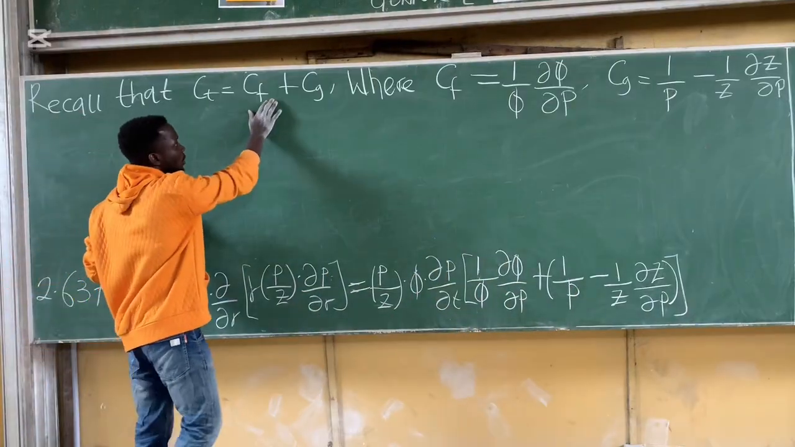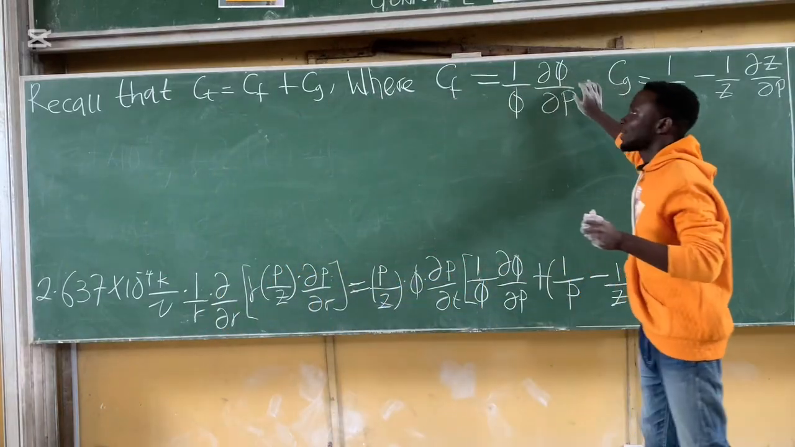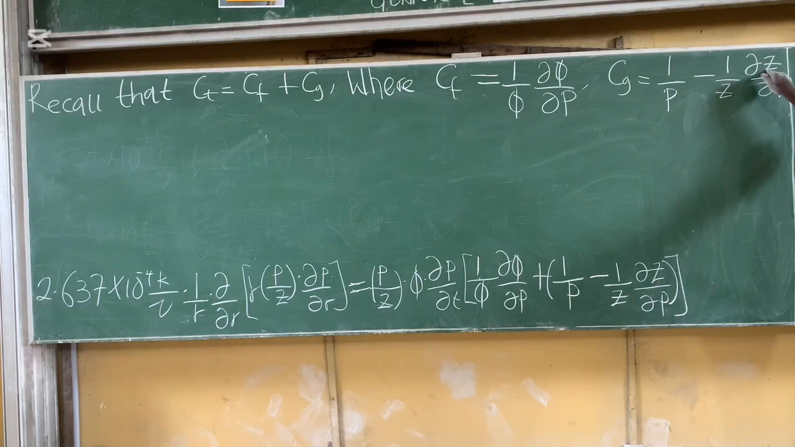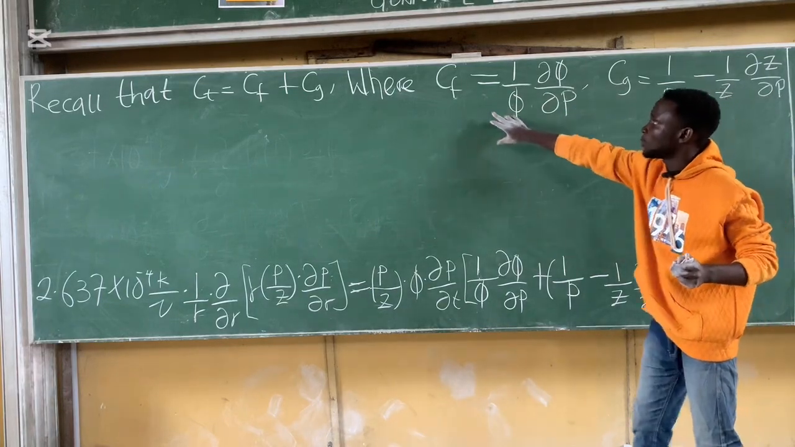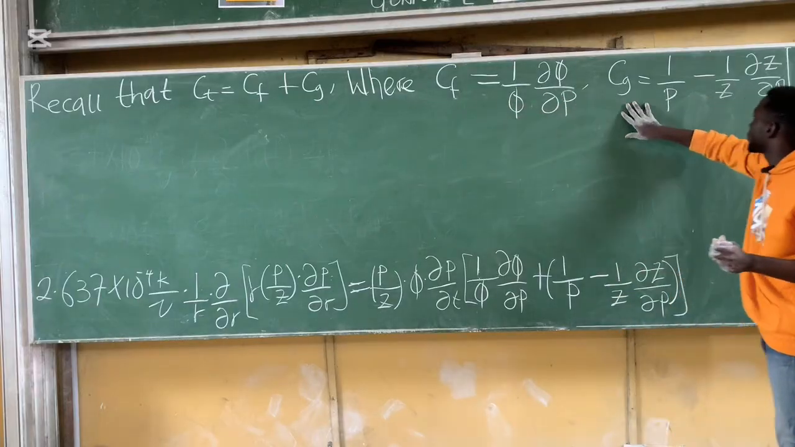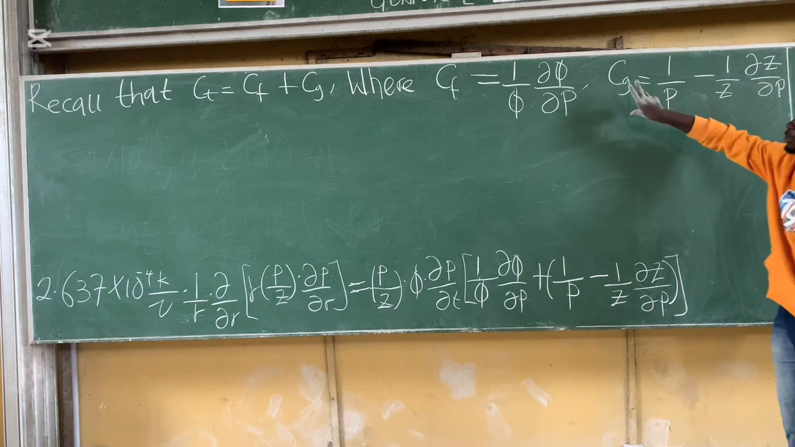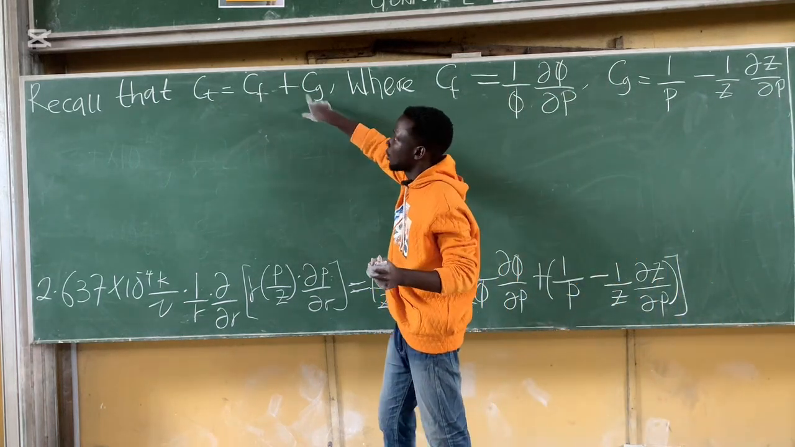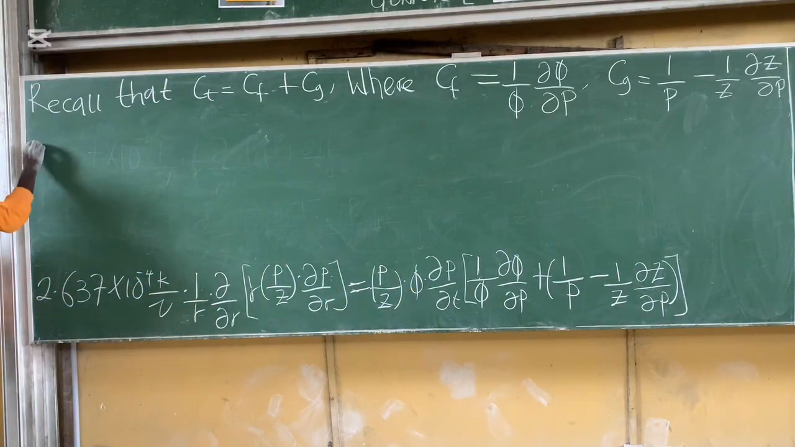So compressibility is equal to Cf plus Cg, where Cf is equal to 1 over phi d phi over dp. Cg is equal to 1 over p minus 1 over z dz over dp. So anywhere you see 1 over phi d phi dp in this equation, you substitute Cf. And anywhere you see 1 over p minus 1 over z dz dp, you substitute Cg. And anywhere you see Cf plus Cg, you substitute Ct.